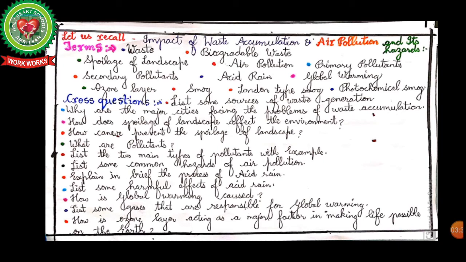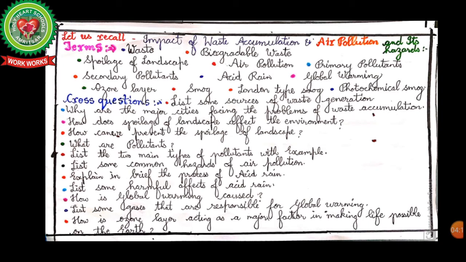Now cross questions. List some sources of waste generation. Why are the major cities facing the problems of waste accumulation? How does spoilage of landscape affect the environment? How can we prevent the spoilage of landscape? What are pollutants? List the 2 main types of pollutants with example. List some common hazards of air pollution. Explain in brief the process of acid rain. List some harmful effects of acid rain.